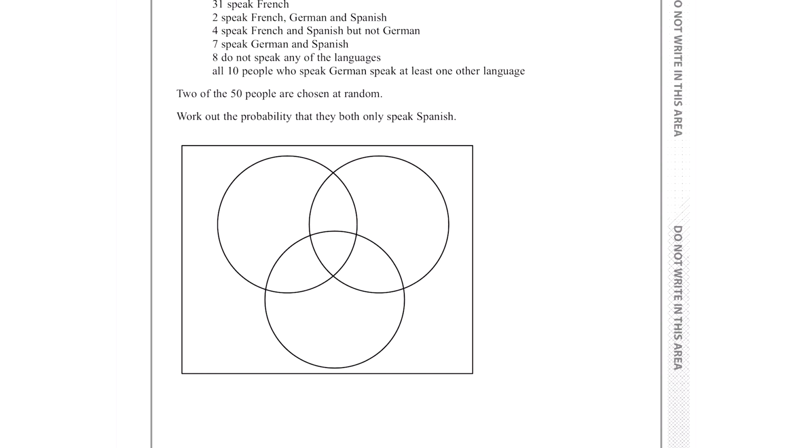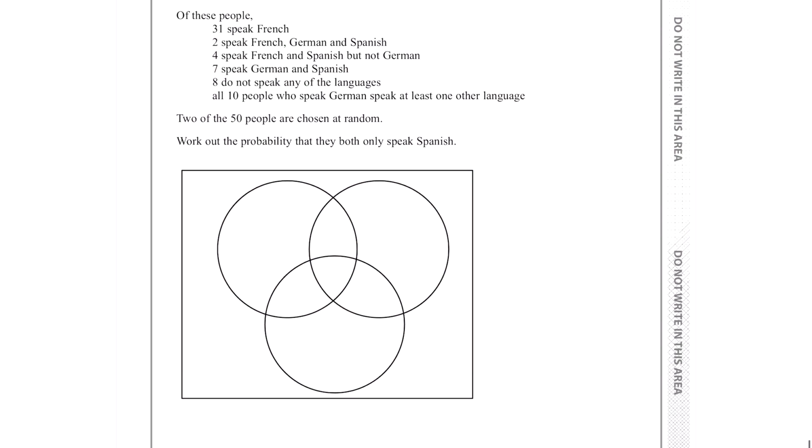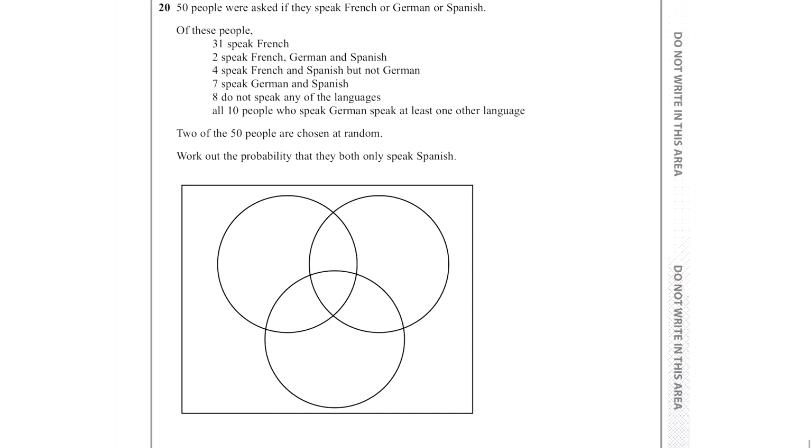Yeah, that'll do. So, there's 50 people altogether. We know 31 speak French. So let me just label some of these. So we have French, German, and Spanish. 31 speak French. There's not much I can do about that because it's only said French specifically. I don't know whether they speak any other language or not, so we'll skip this one for now.